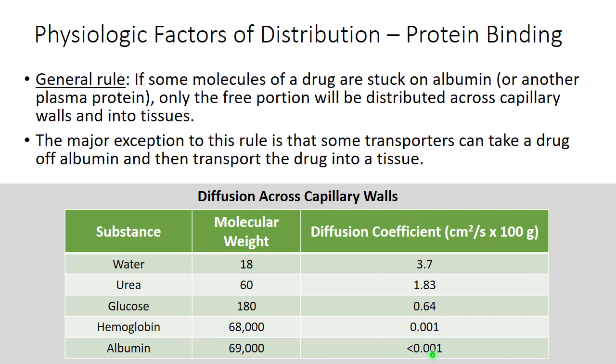This is called the diffusion coefficient. That's centimeters squared per second in 100 grams. I think it's 100 grams of tissue. It's kind of a strange unit, so I wouldn't worry about that, but it's just meaning the relative speed we can look at, the speed of movement through the capillary compared to water, less than 0.001. So albumin is extremely slow diffusion compared to water.